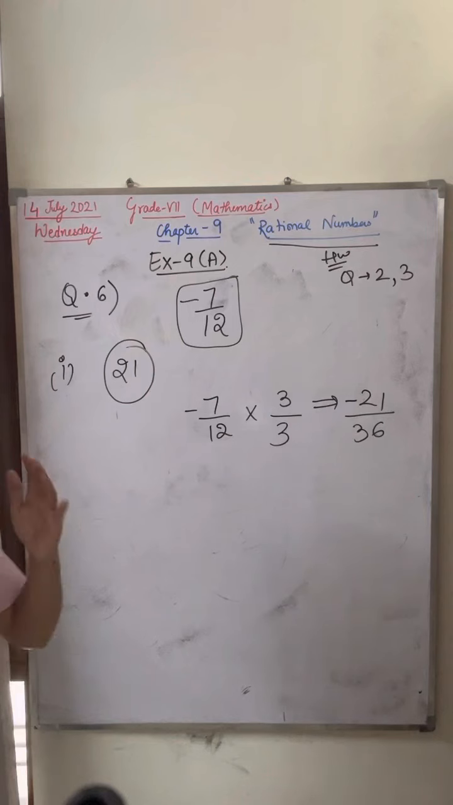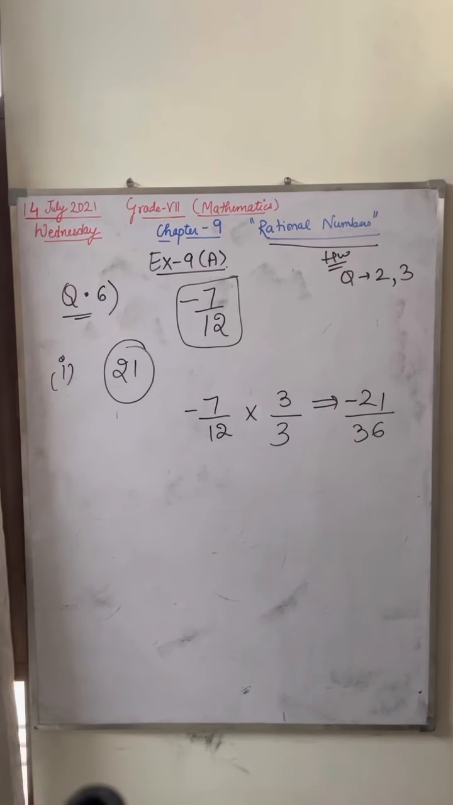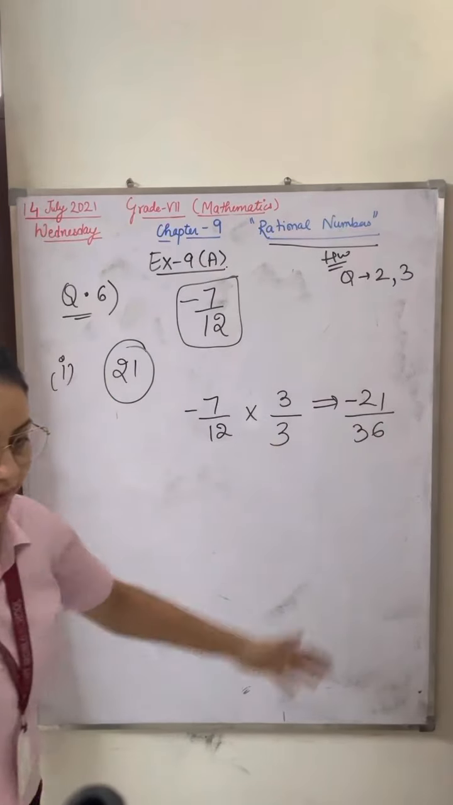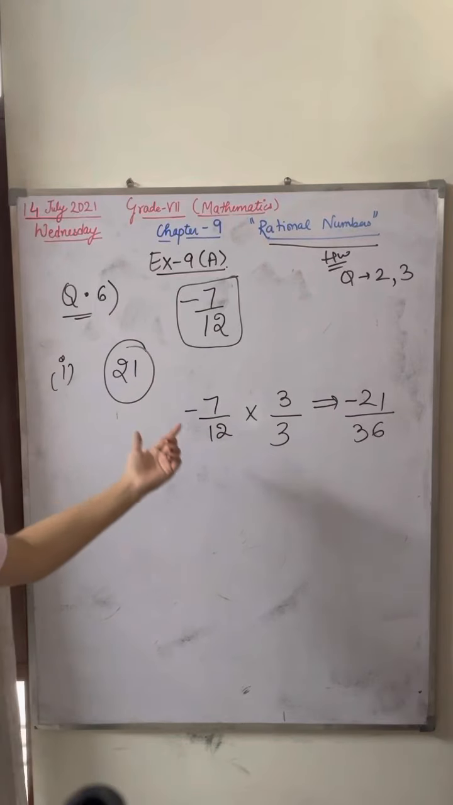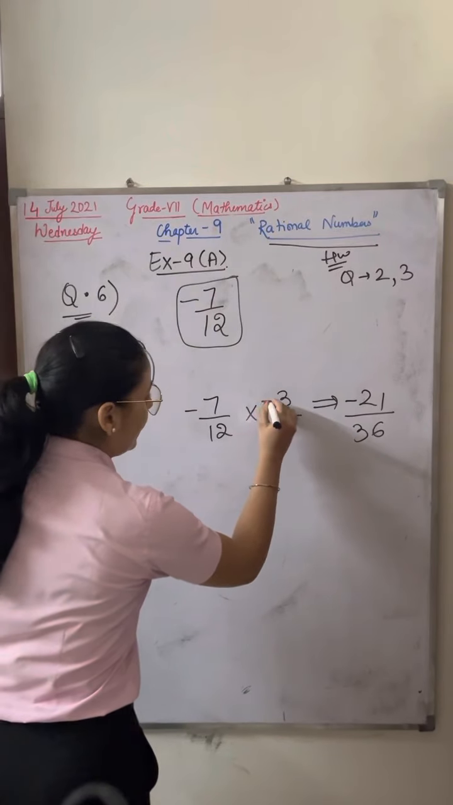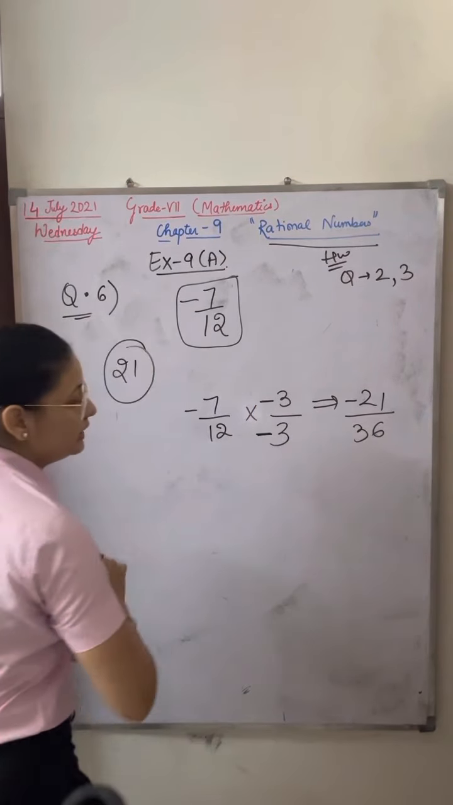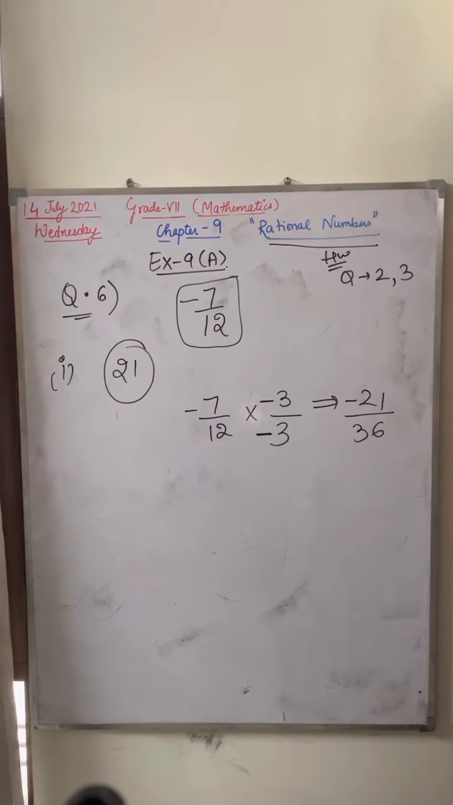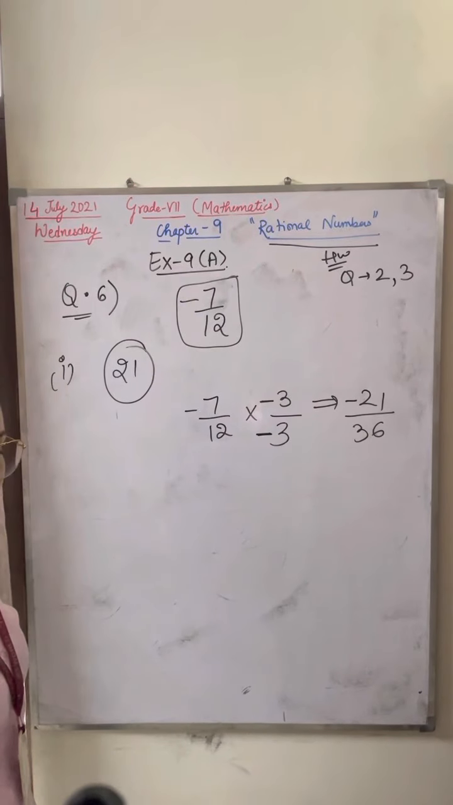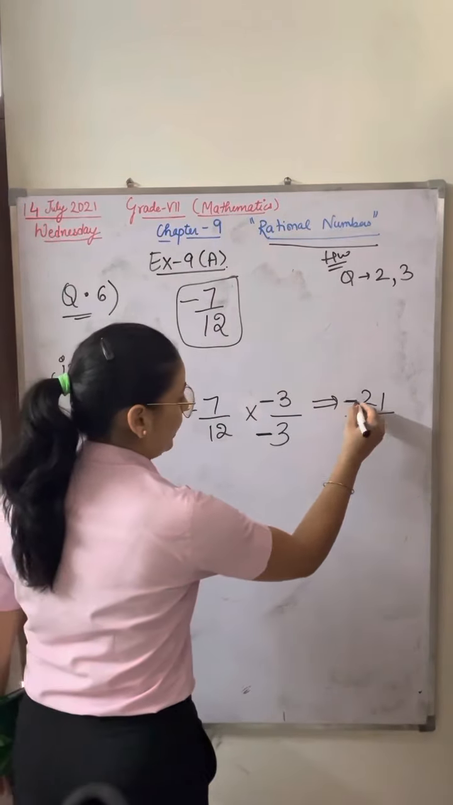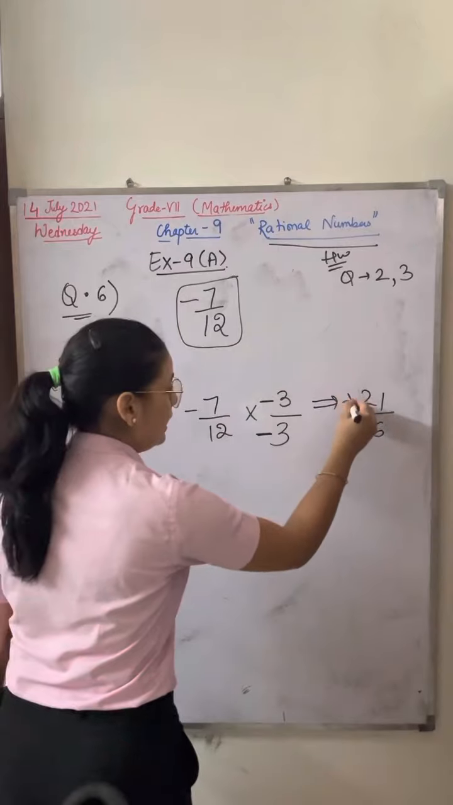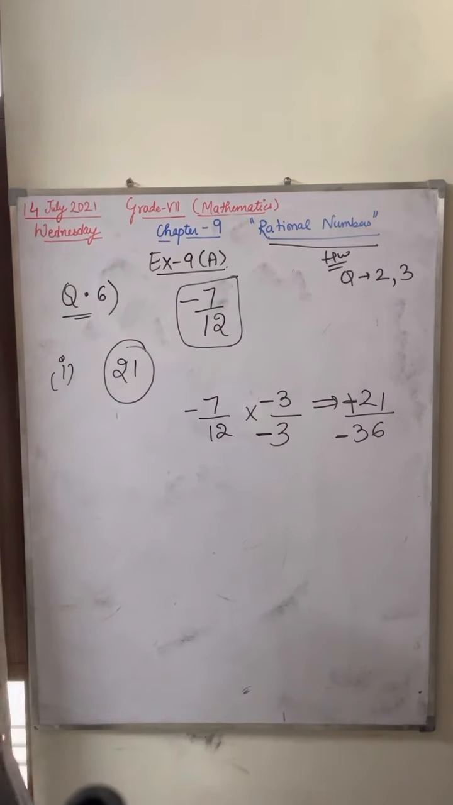Please tell me, please try to take out the answer. How will this 21 be positive? Because I want positive 21. Very good. You have to multiply with 3 and here also multiply with minus 3. You have to multiply with minus 3 here, minus 3 here. Then your answer will be minus and minus. This minus will become plus, or you can remove it.